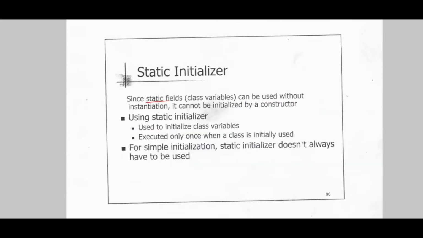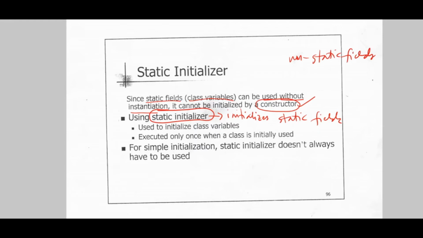Now, since static fields or class variables can be used without instantiation, they cannot be initialized using a constructor, because a constructor is called only during instantiation. And so for static fields, we use a static initializer. So this initializes static fields, while non-static fields, or those we call instance fields, are initialized using a constructor. So again, static fields are initialized using a static initializer, while non-static fields or instance fields are initialized using a constructor.